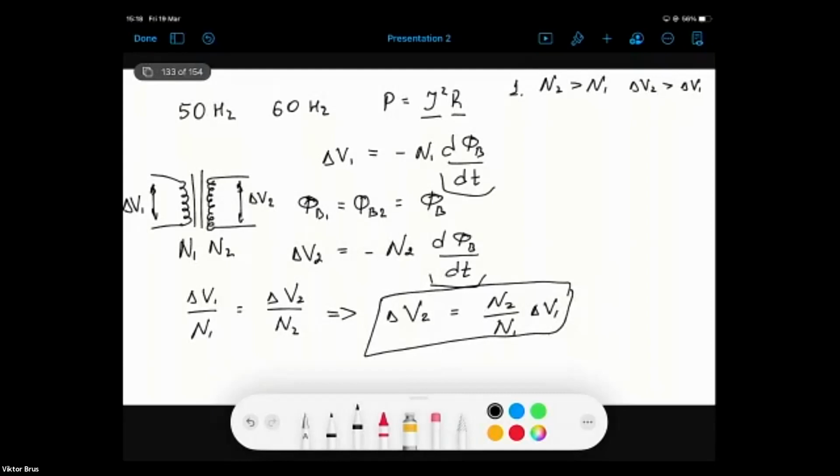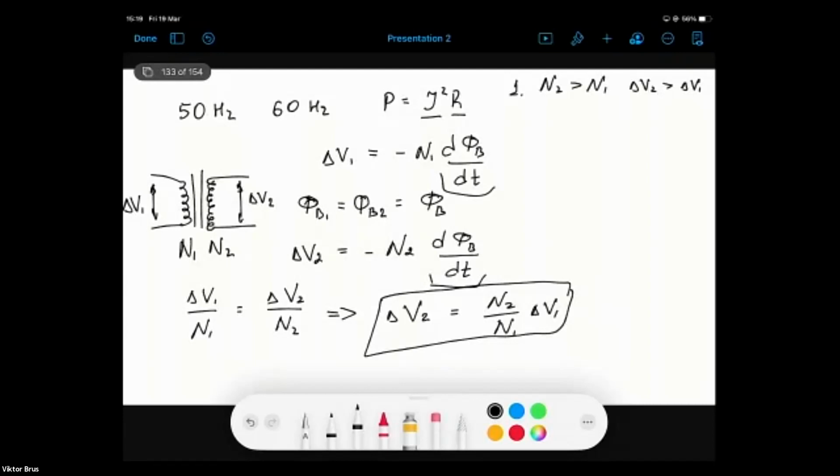And in this case, we need to use a transformer which has more coils at the secondary, more turns at the secondary coil in comparison to the primary coil. And it will be directly proportional, the ratio between voltages and number of coils.